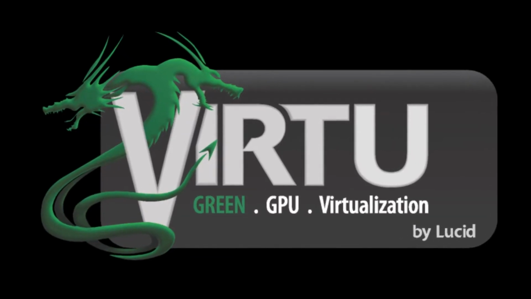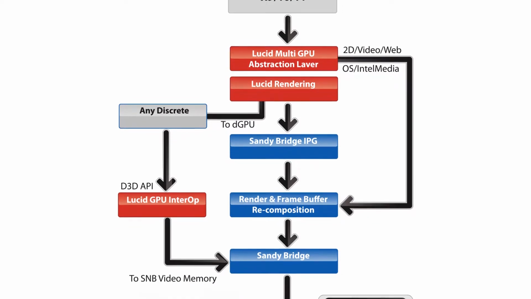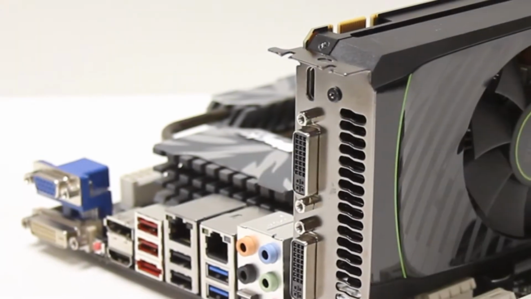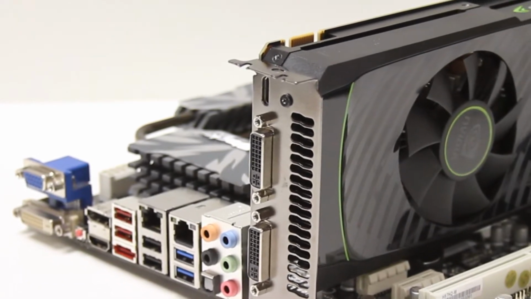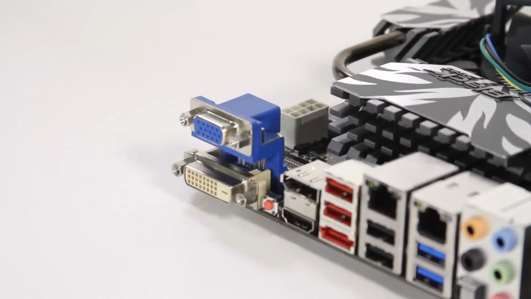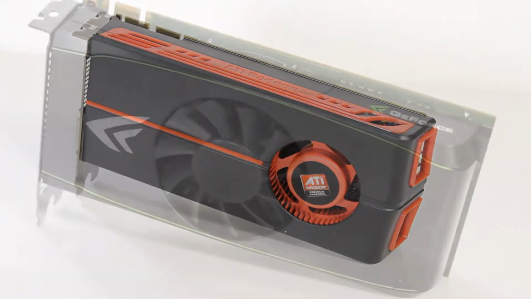Lucid Virtu GPU Virtualization software dynamically assigns tasks to the best available graphics resource, onboard or discrete, based on power, performance, and features for no-compromise media processing and 3D gaming on Sandy Bridge boards. Virtu offers universal GPU support by combining the Sandy Bridge processor graphics with both AMD and NVIDIA discrete cards.